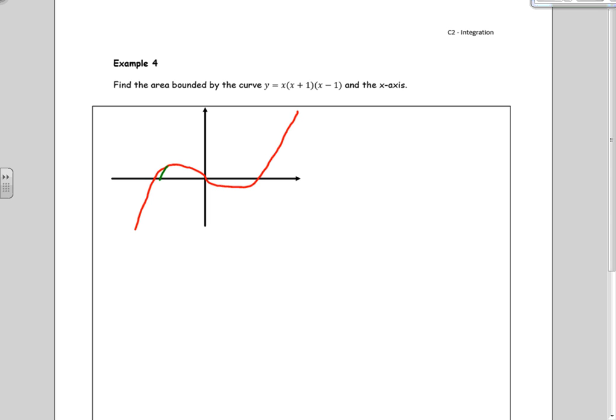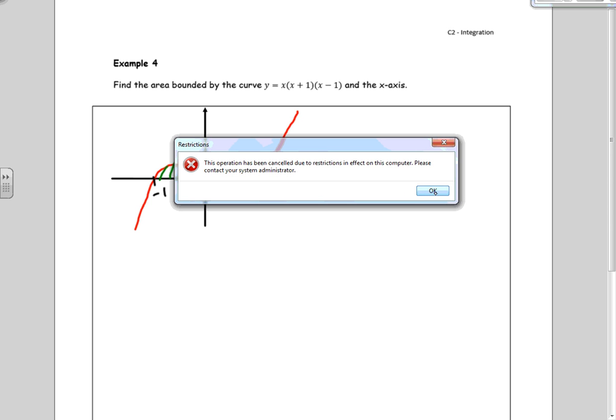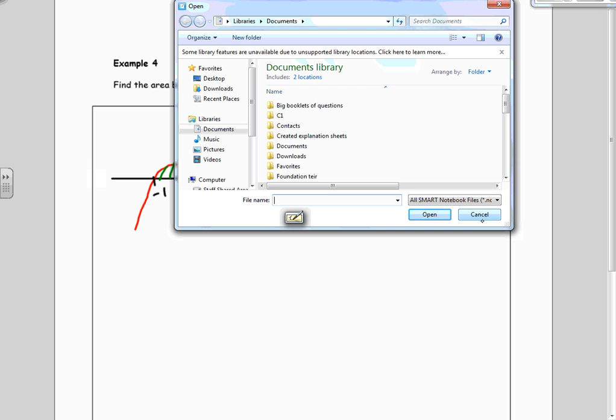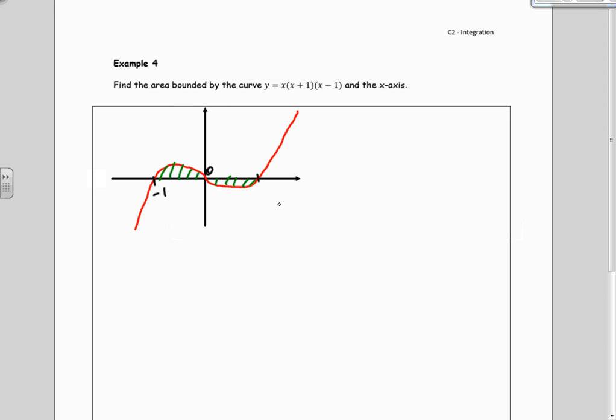So as you can see, the area that I'm trying to find is this area here between -1 and 0, and this area here between 0 and 1. Sorry about that. This area here between 0 and 1.